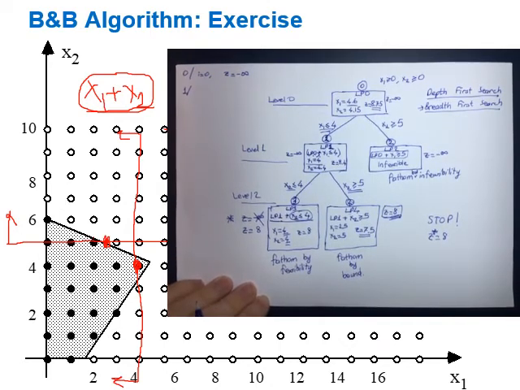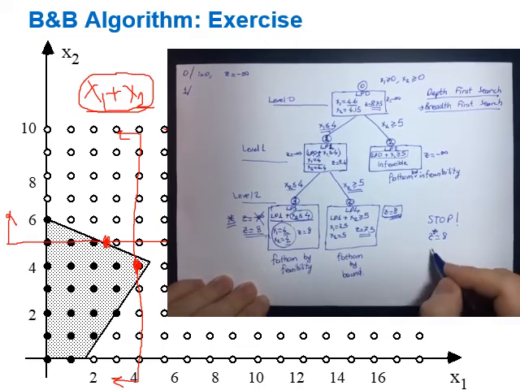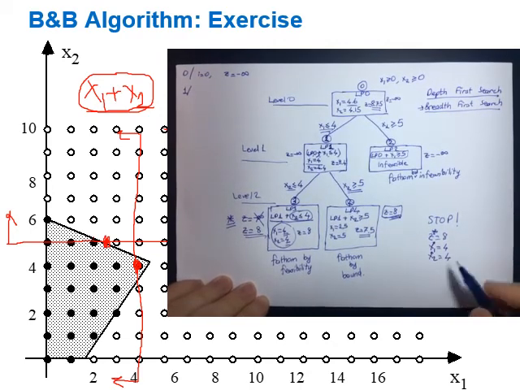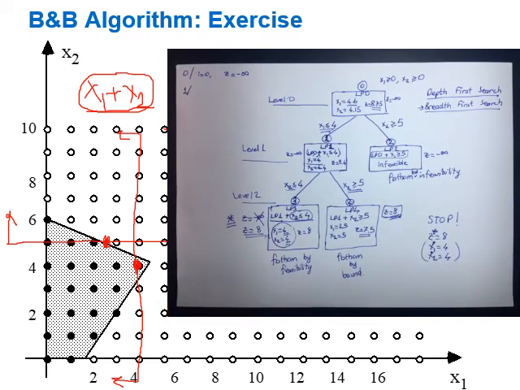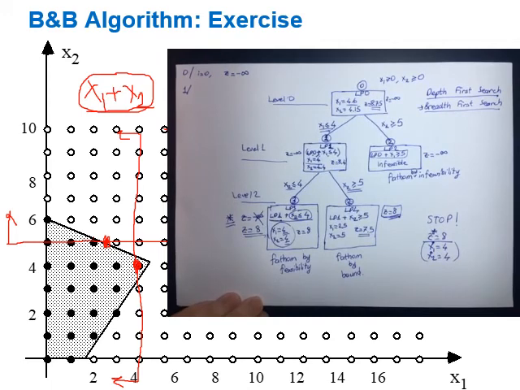In order to find it, you need to go back to the node where you updated your lower bound and where you found this z equals 8. So the solution in that node, which is x1 equals 4 and x2 equals 4, I'm putting a star on them as well. These are the optimum values of the decision variables, and this is the optimum objective function value. So this is the solution of this problem using the branch and bound algorithm.